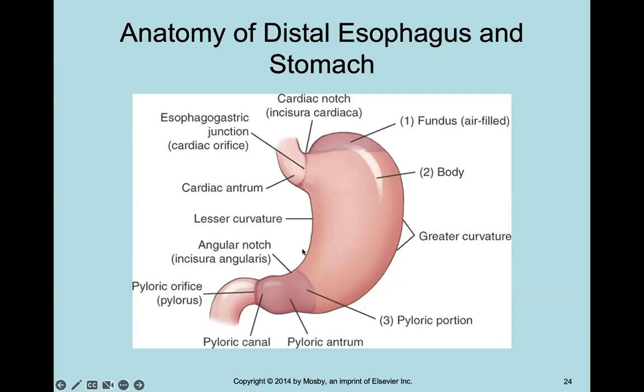We have a lesser curvature. We have a greater curvature. Okay. Again, fundus, body, pylorus or pyloric portion or region, greater curvature, lesser curvature. Then we have the EG junction, the esophagogastric junction.